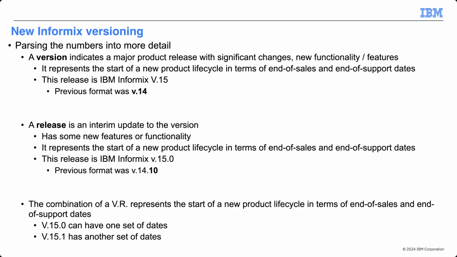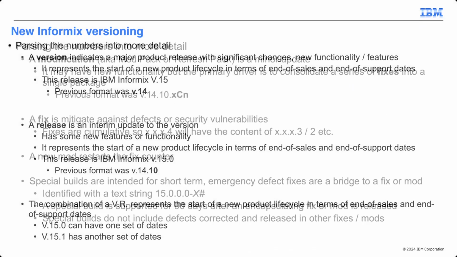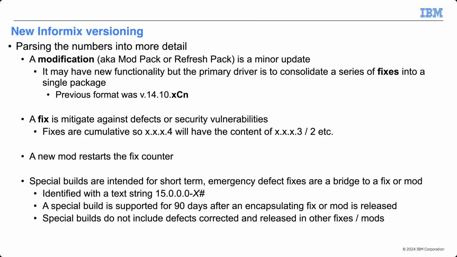And so that's how we're going to drive end of support dates. Okay. Where it gets really interesting now is in the mod pack, the fixed packs, and the special builds. So a mod pack is basically going to be a collection of earlier fixed packs. So it's an integration, it's a full system test of all of the earlier fixed packs that have come before it. And when we come out with a new mod pack, the fixed pack number will reset to 1 for that release moving forward.